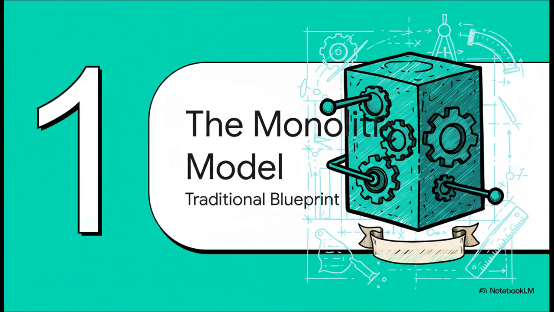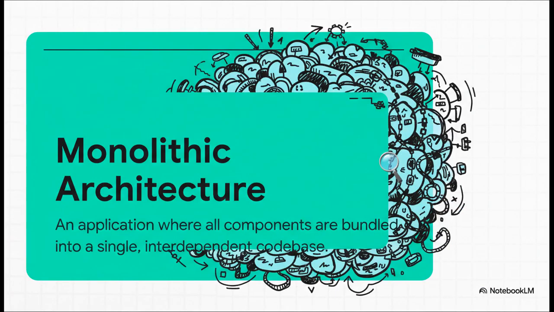And to really understand where we're going, we've got to start at the beginning, right? With the traditional blueprint, the monolithic model. So what is a monolith anyway? Well, picture this. It's an application where every single piece, the user interface, all the business logic, the database stuff, it's all bundled together. It's one big, single code base where everything depends on everything else.